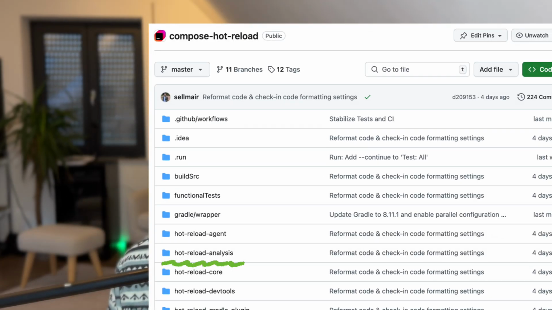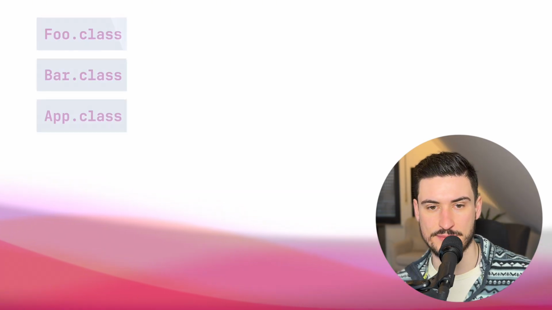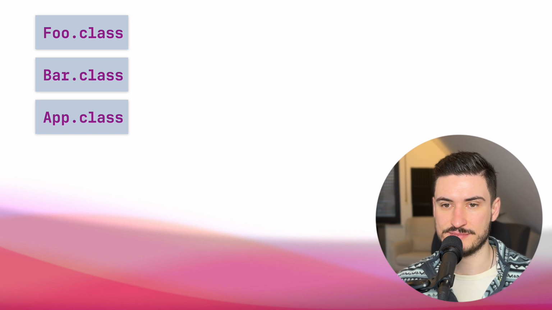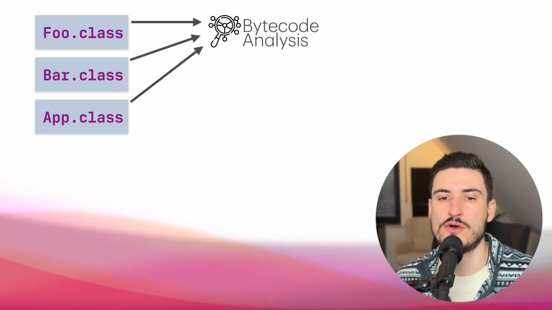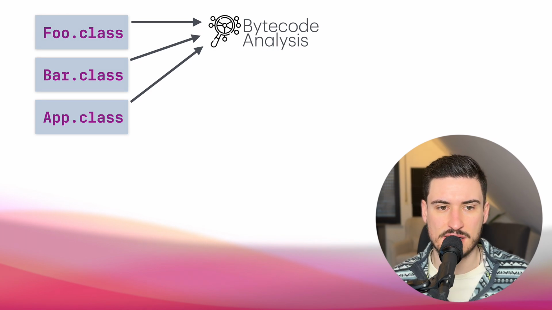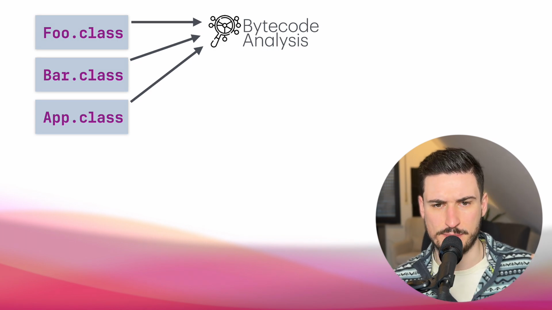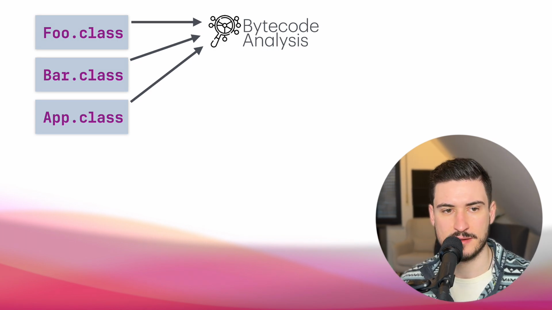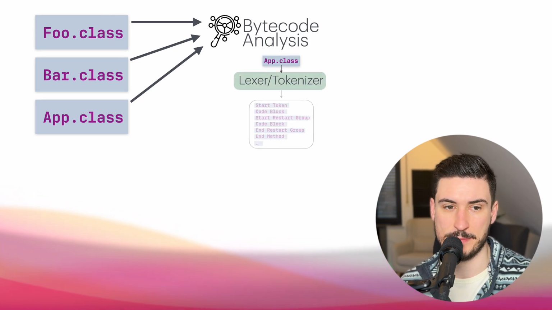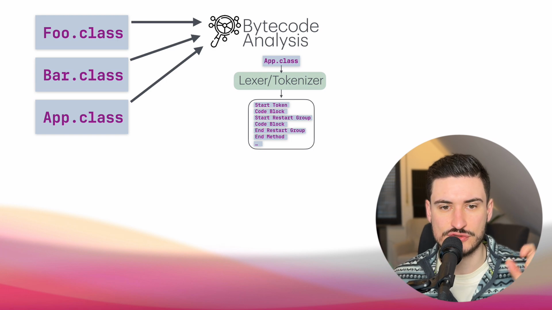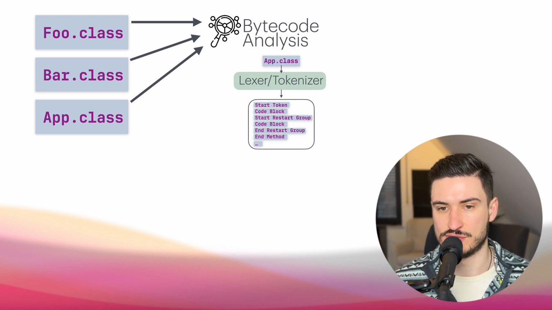How is the runtime able to reason about composable groups in the first place? The answer lies in the bytecode analysis module. Let's assume we have a simple app with just 3 classes: Foo, Bar, and App. The bytecode analysis will hook straight into the JVM. Before a class is loaded by the runtime, the actual bytecode will be analyzed. Bytecode instructions of methods therefore will be fed into ASM, which emits compose-aware bytecode tokens, such as start restart group or end restart group.